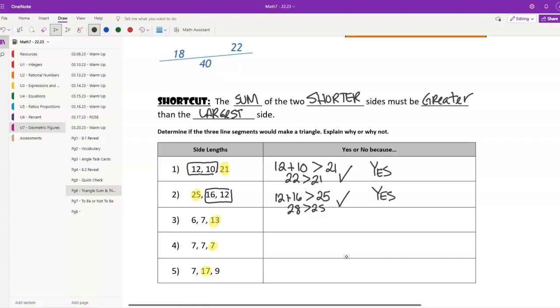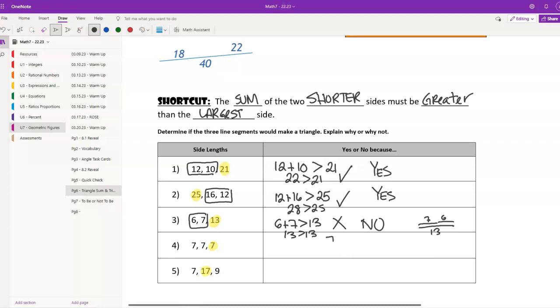All right, now do the same thing for number 3. We're going to add the other two. Those are the two shorter sides. Is 6 plus 7 greater than 13? And we get 13 is greater than 13. That's not true. 13 is equal to it, but it's not greater than. So what would happen there is, imagine if this was 13, right? One piece was 7 and the other piece was 6. They would fall flat and just make an equal line.